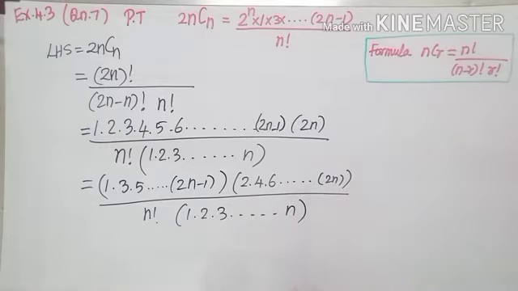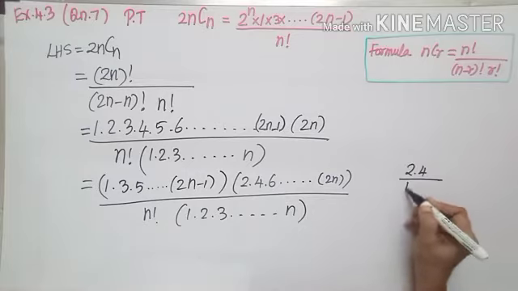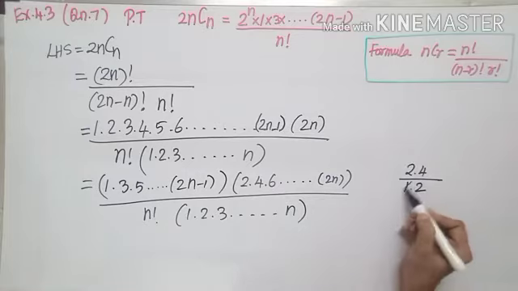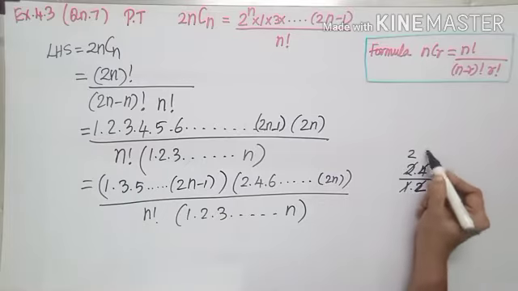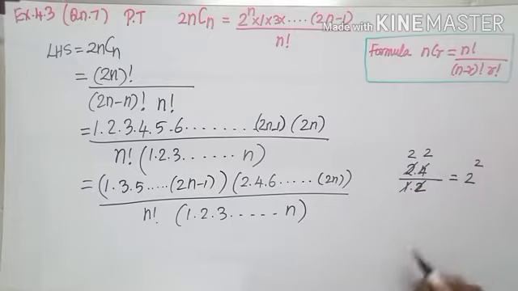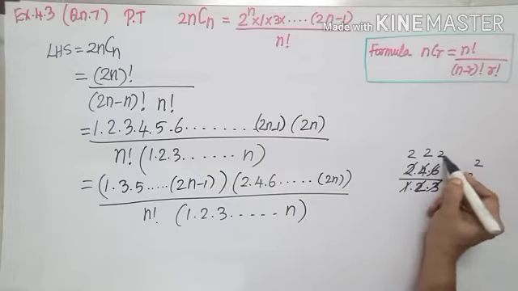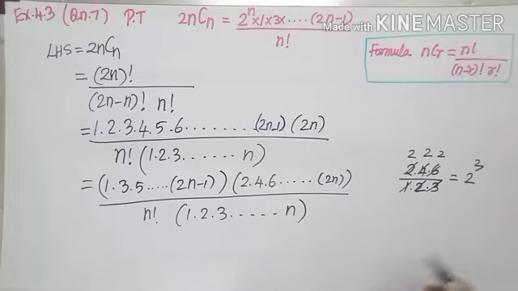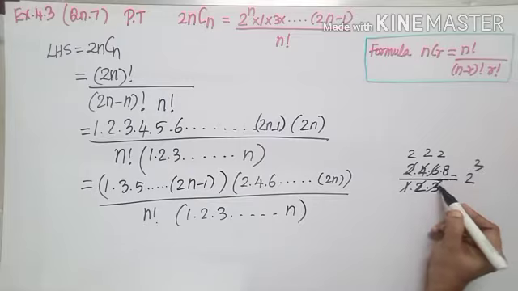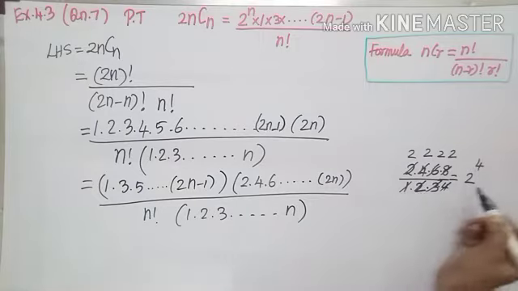To cancel up and down, remember this idea. If I have 2 into 4 by 1 into 2, this I can cancel one time, this I can cancel one time. How many 2s are we left with? 2 power 2. Suppose I have one more number, I can cancel, now it becomes 2 power 3. Suppose I have one more number, now I have one more 2, it becomes 2 power 4. So what I see, the denominator is 2, 2 power 2.